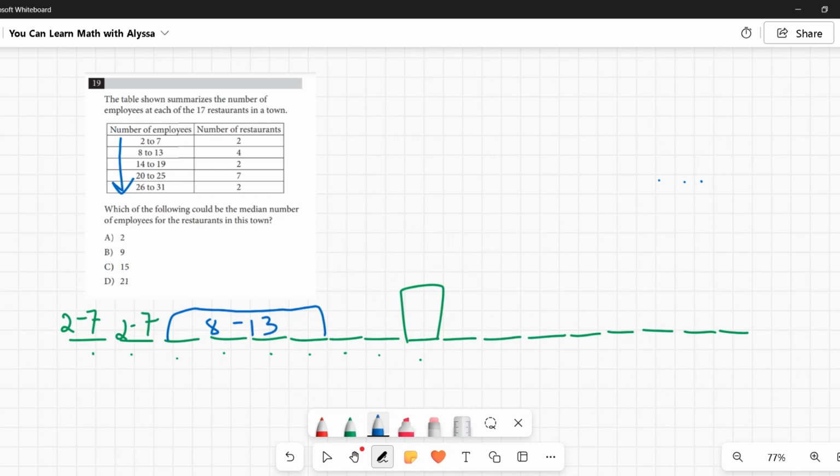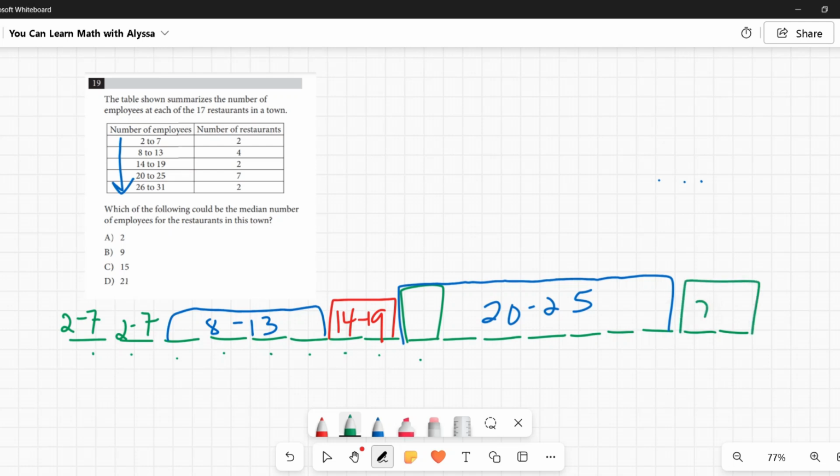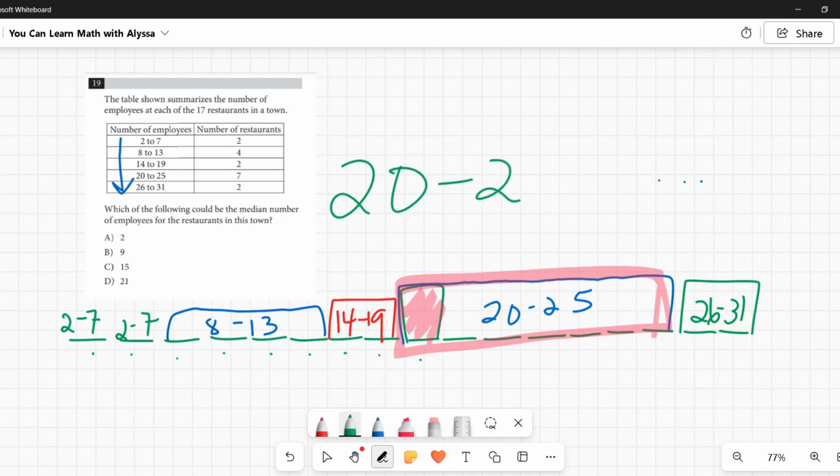Then it says there are 2 restaurants that were 14 to 19. So 1, 2 restaurants had between 14 and 19. Then it says there were 7 restaurants that had between 20 and 25. So 1, 2, 3, 4, 5, 6, 7 restaurants had between 20 and 25. And then finally, there were 2 restaurants that had between 26 and 31. Well, our median right here is firmly in the 20 to 25 category. So that's the only possible number of employees it could be. It has to be between 20 and 25.